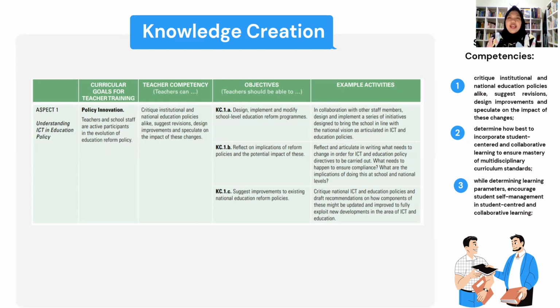The next objective will be reflect on implications of reform policies and the potential impact of these, by reflecting and articulating in writing what needs to change in order for ICT and education policy directives to be carried out. What needs to happen to ensure compliance? What are the implications of doing this at school and national levels? The next objective will be suggest improvements to existing national education reform policies by critiquing national ICT and education policies and drafting recommendations on how components of these might be updated and improved to fully exploit new developments in the area of ICT and education.